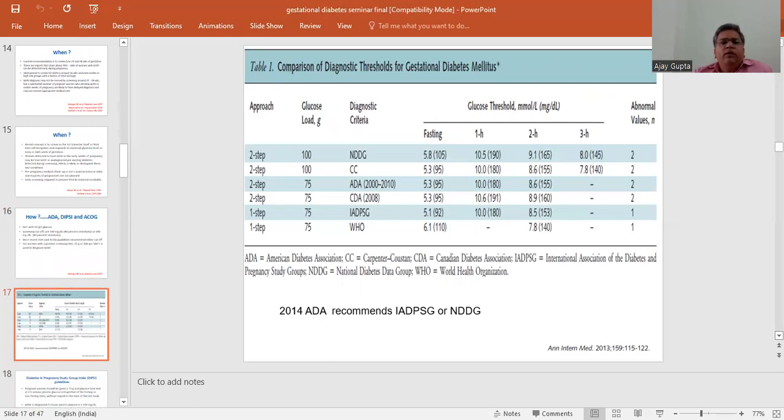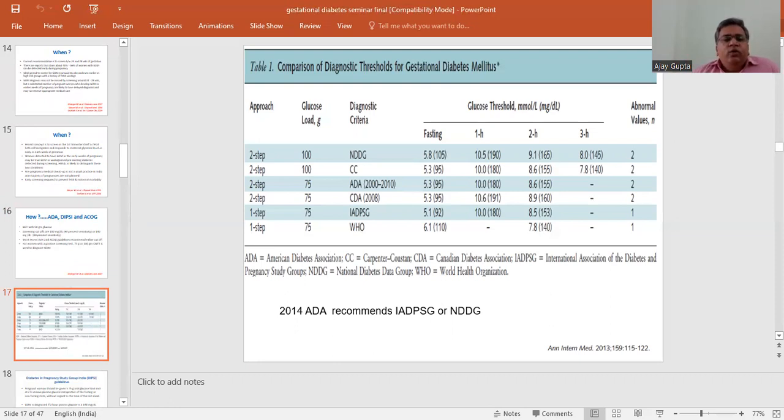Now, a comparison of the diagnostic thresholds for gestational diabetes mellitus. Here we can see that different diagnostic criteria have been used. According to the NDDG guideline, a two-step test should be done, and the glucose load is 100 gram. The cutoff levels are 105 for fasting, 190 for 1 hour, 165 for 2 hour, and 145 for 3 hour. Any two abnormal values should be taken for the diagnosis of GDM.